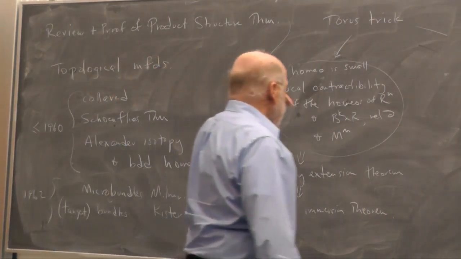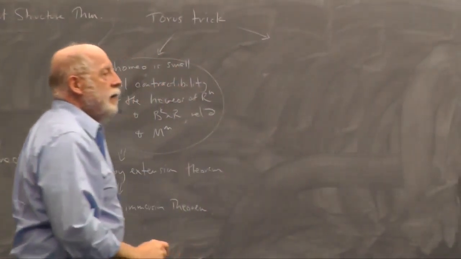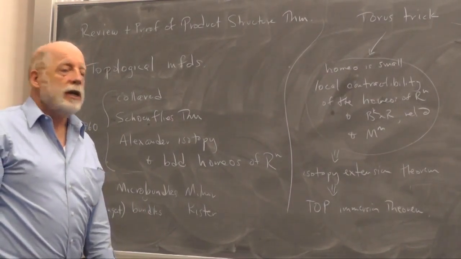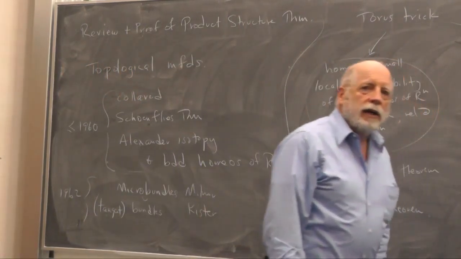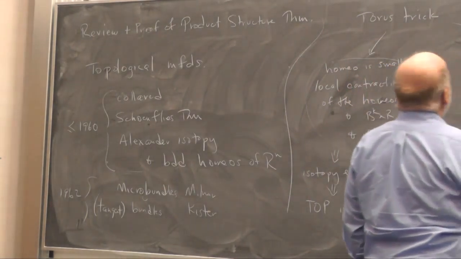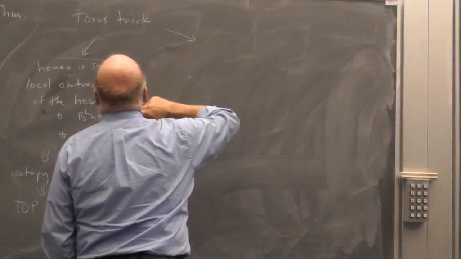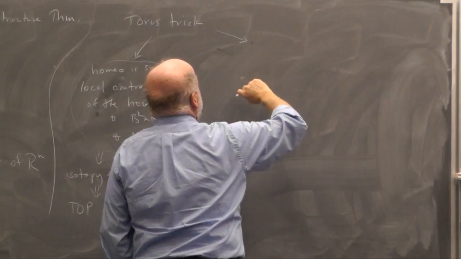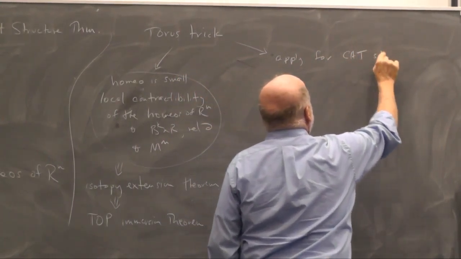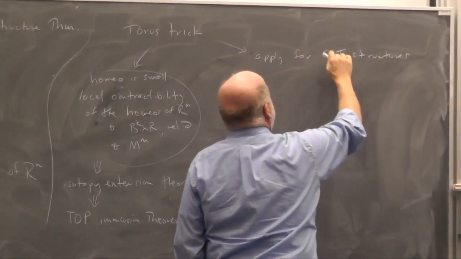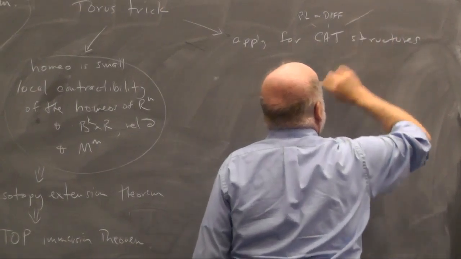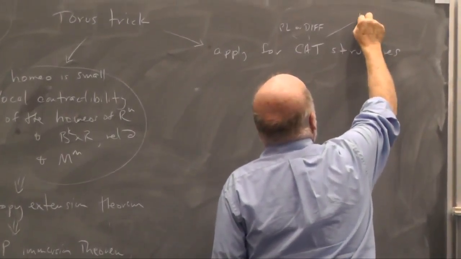So there was that. And then the other direction, I think I haven't forgotten anything. The other direction is now to start talking about structures, PL structures, smooth structures on the manifold, and what can we do there? Well, again, we can hold off as long as possible applying big machinery. So the first thing is to apply the torus trick for CAT structures, where CAT means PL or DIFF. And by the way, I haven't mentioned it, but I'll just mention it very briefly, for Lipschitz structures also.